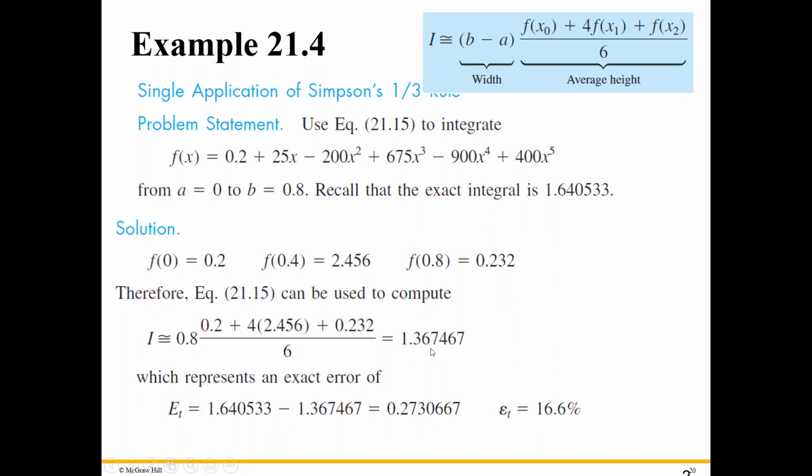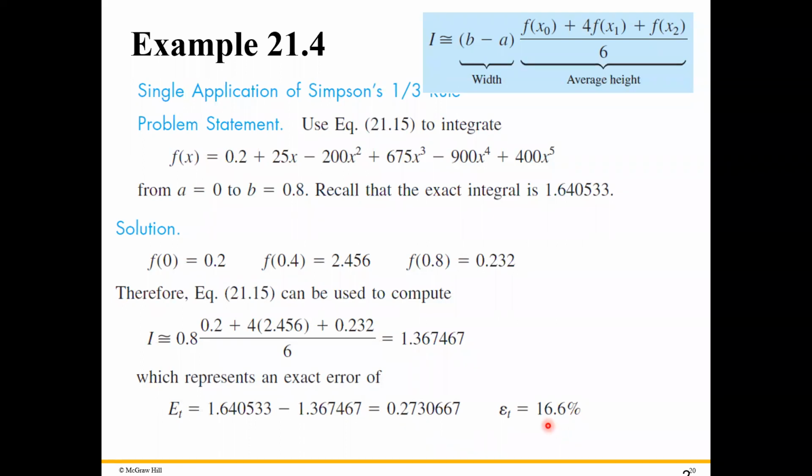So 1.367 is about 1 point something. If we subtract it from 1.640533, which was the accurate answer, we get an error of 0.27. So this gives us a percentage error of 16.6%.